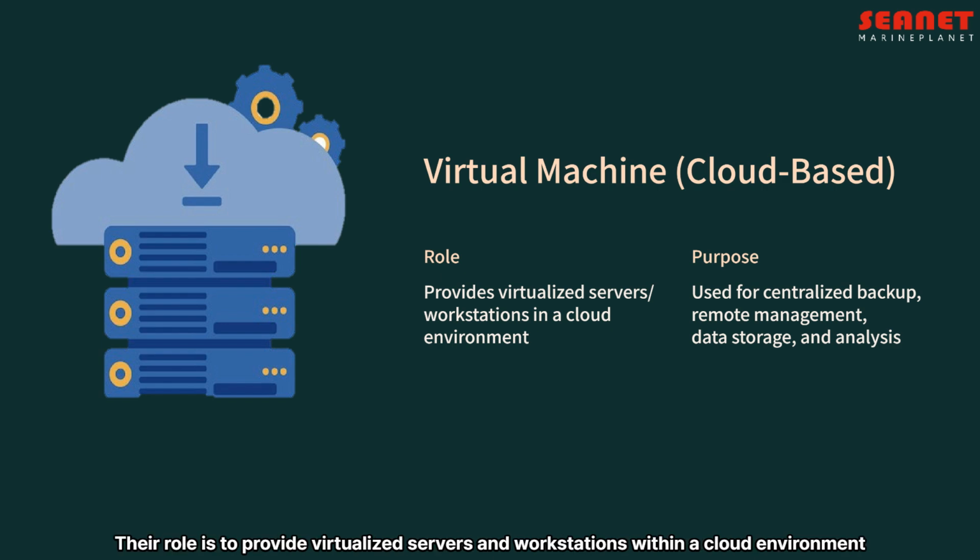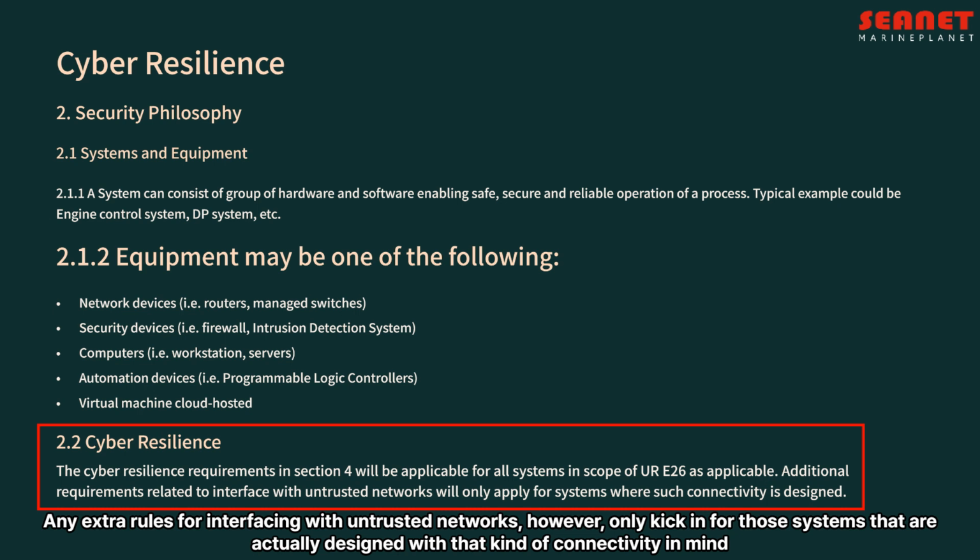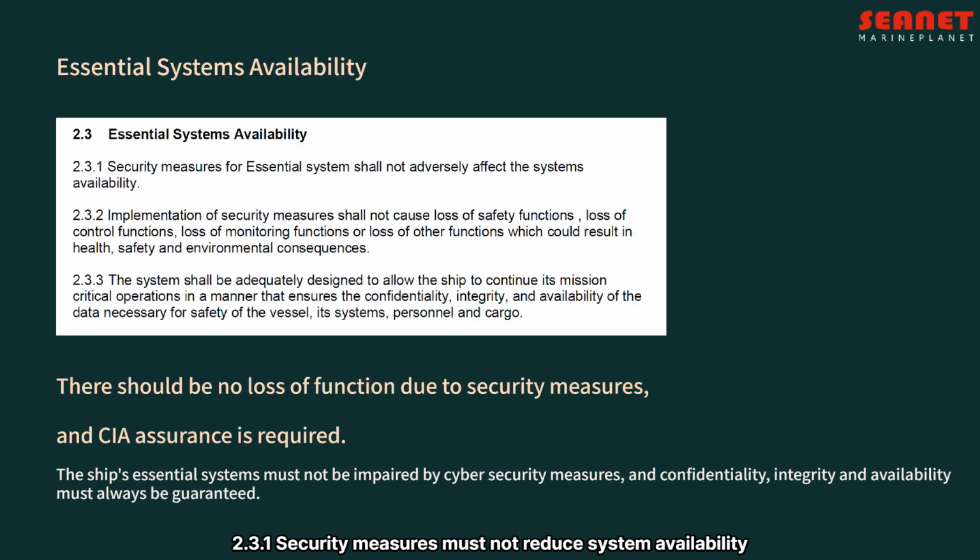Their role is to provide virtualized servers and workstations within a cloud environment. They are used for centralized backups, remote management, and data storage and analysis. When it comes to cyber resilience, the requirements laid out in Section 4 apply to every system covered by UR-E26. Any extra rules for interfacing with untrusted networks, however, only kick in for those systems that are actually designed with that kind of connectivity in mind.